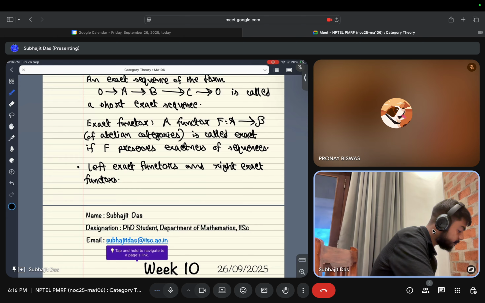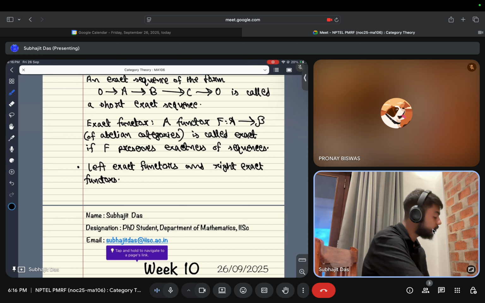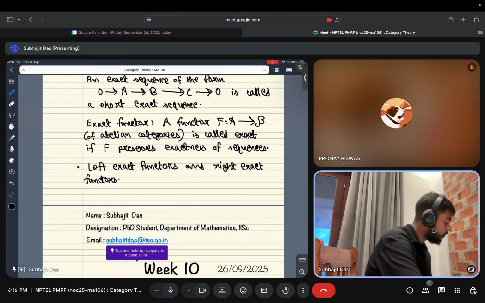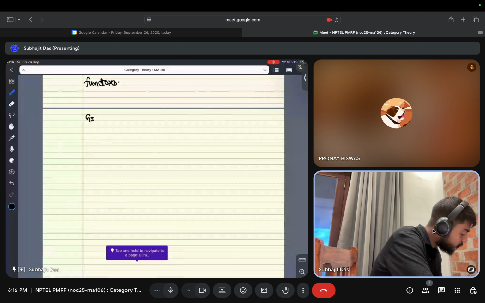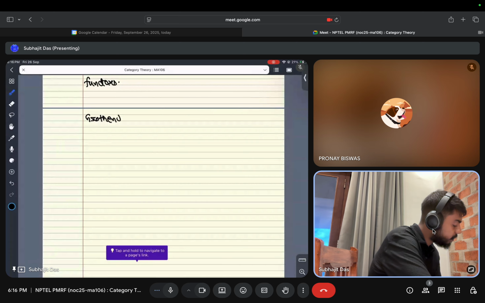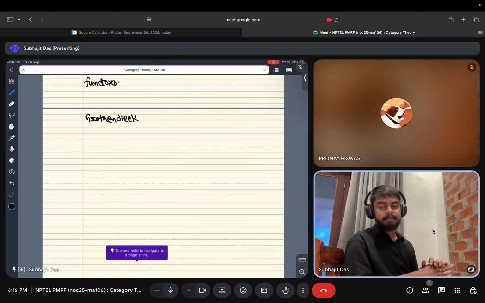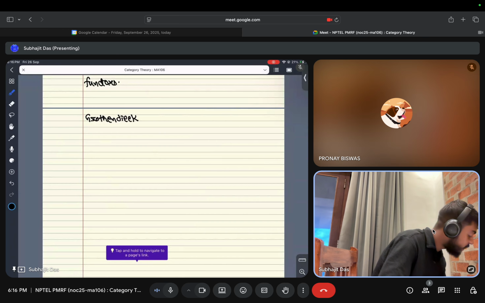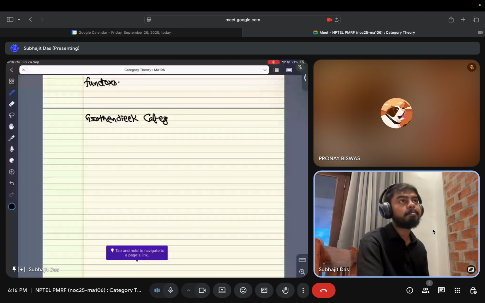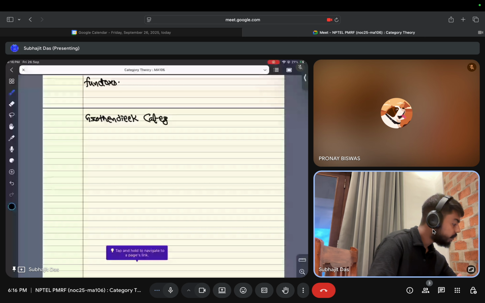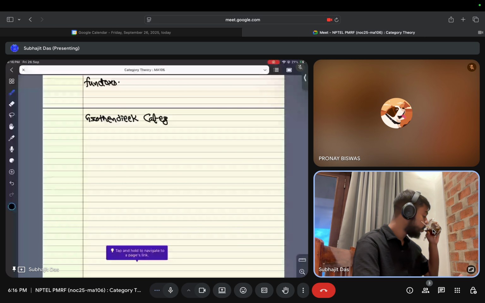So one of my favorite things, which we are going to recall in short, is the notion of a Grothendieck category, which is an absolutely beautiful notion of a category. The purpose was to encapsulate properties of module categories, categories of modules over rings, in particular the category of abelian groups.